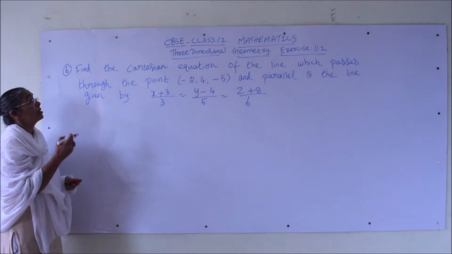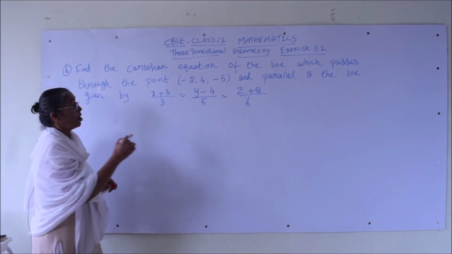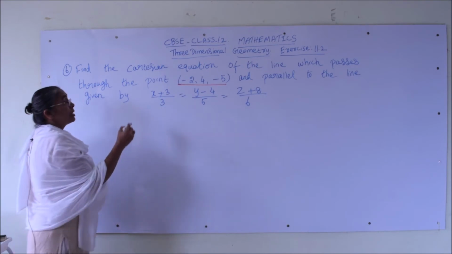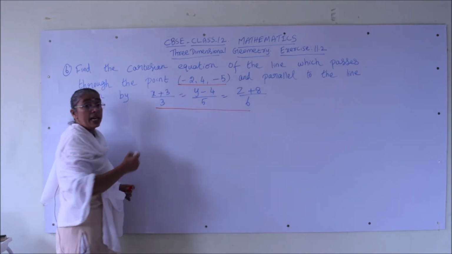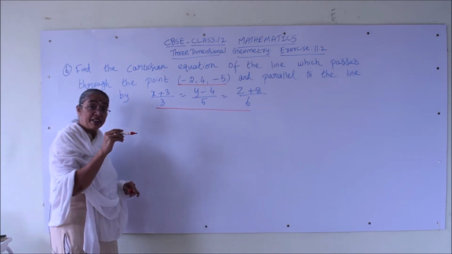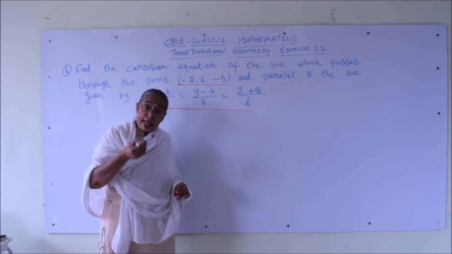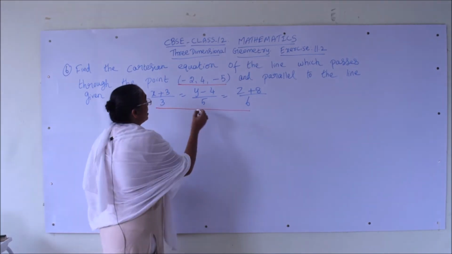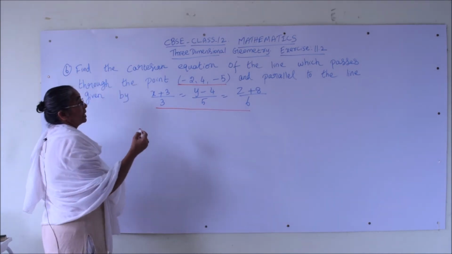Problem number 6, find the Cartesian equation of the line which passes through the point and parallel to the line given by. The straight line equation itself is given in Cartesian form. We need one straight line, and that line is parallel to another straight line whose equation is given in Cartesian form. First, let us draw a diagram, we can get an idea.